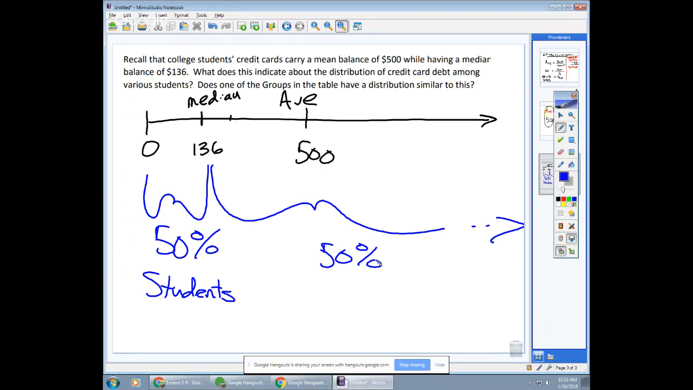So if you did write something down, think about what you wrote down, see if this picture helps confirm or deny what you wrote down. Did one of the groups on our table fit this situation here? Yeah, which one?